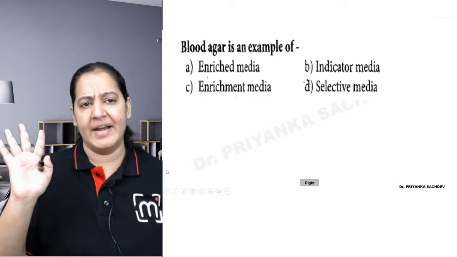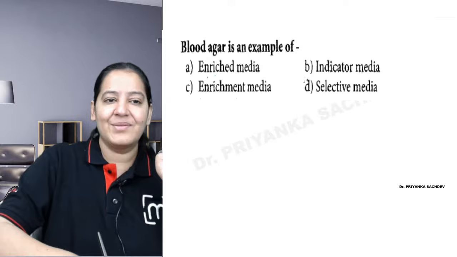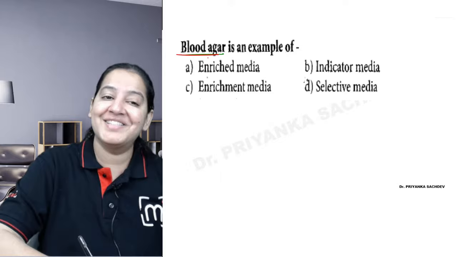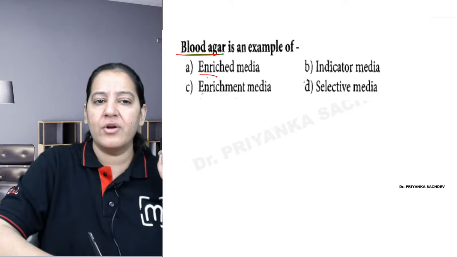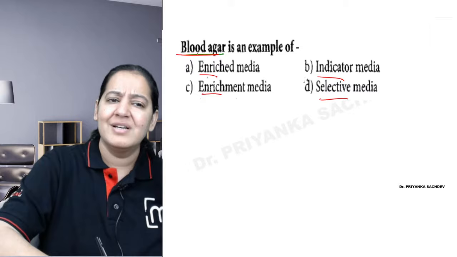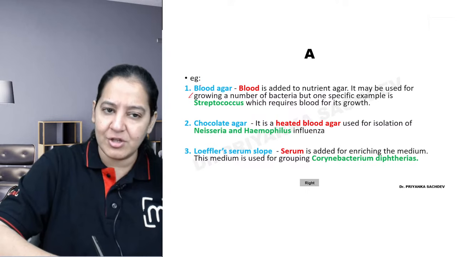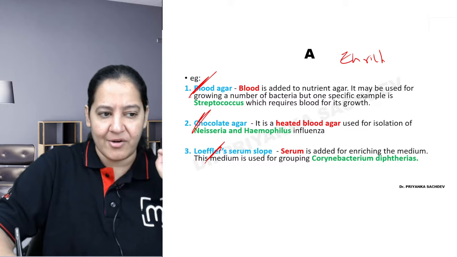Yes, Yana, you are also right. So can you tell me the answer for blood agar? Again the same question. The last question was on chocolate agar; instead of chocolate, I'm asking blood. Blood agar is an example of enriched, enrichment, indicator or selective? The answer is enriched media. Whether the question is on blood, chocolate or Loeffler, the answer is going to be the same. These all are enriched media.